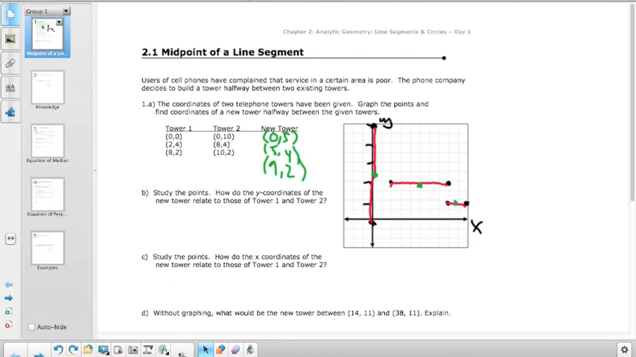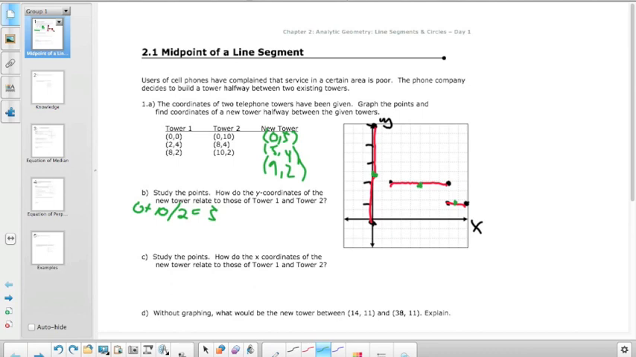So in this first example, how did the y coordinates relate? We had 0 and 10, and our new point was 0, 5. The y coordinate is 5. What's the relationship there? It's in between the two y coordinates. So really this is 10 plus 0. Let me go the other way: 0 plus 10 divided by 2, and that gives us 5.